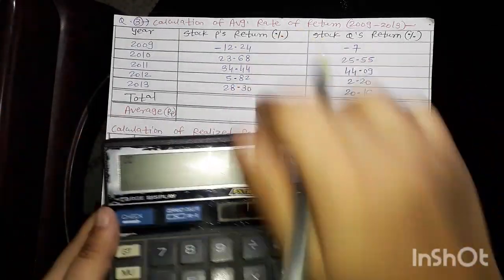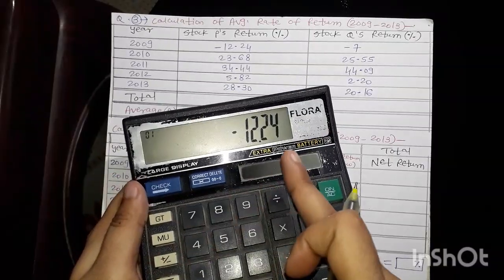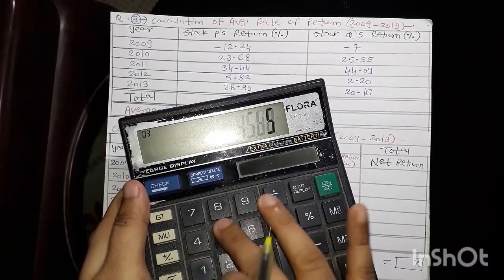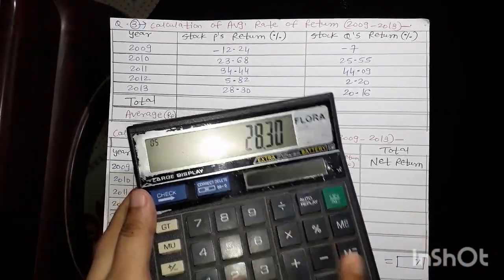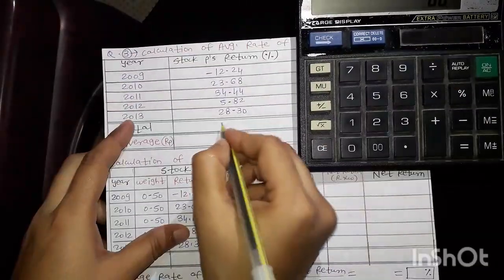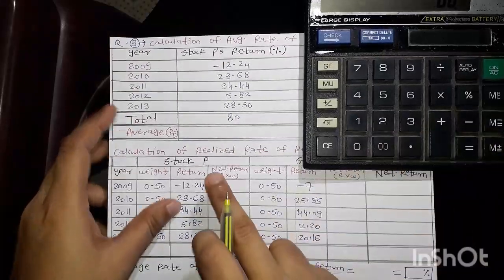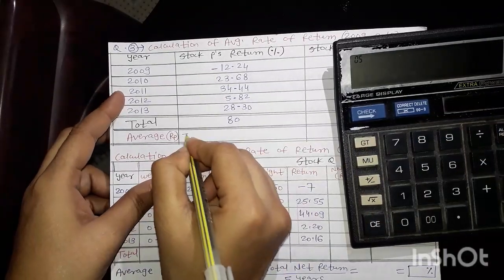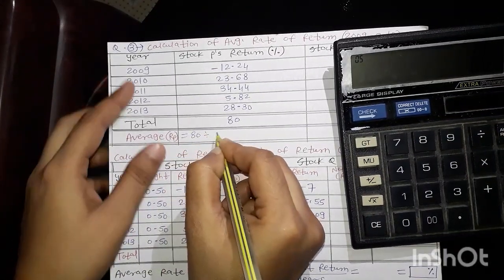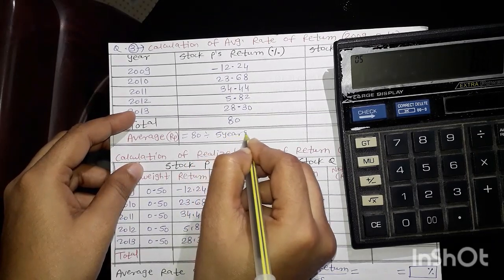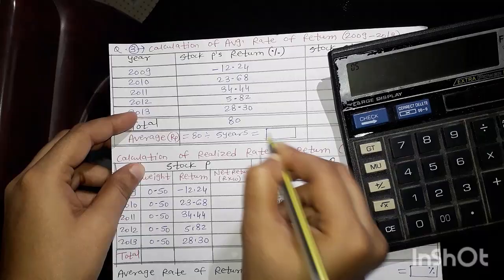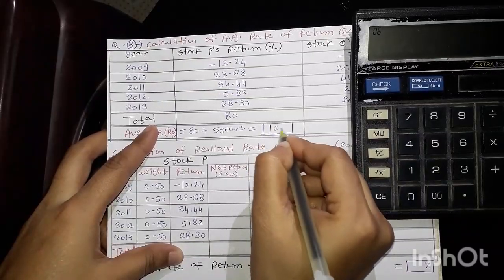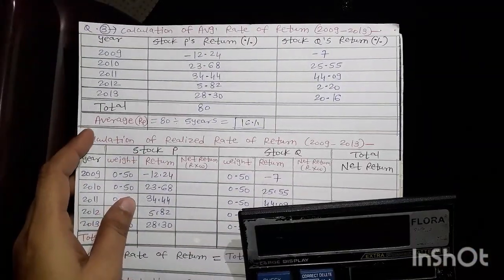Okay, basically. So first of all the total: that is minus 12.24, plus 23.68, plus 34.44, plus 5.82, plus 28.30. Okay, so we are getting a total of 80. Now we have to find out the average return. Average means total divided by the total number of years. So this total 80 divided by 5, since the data is for 5 years. So we'll get the average. Divided by 5 gives 16%. So we are getting 16%. Like that we have to do it for Q also.